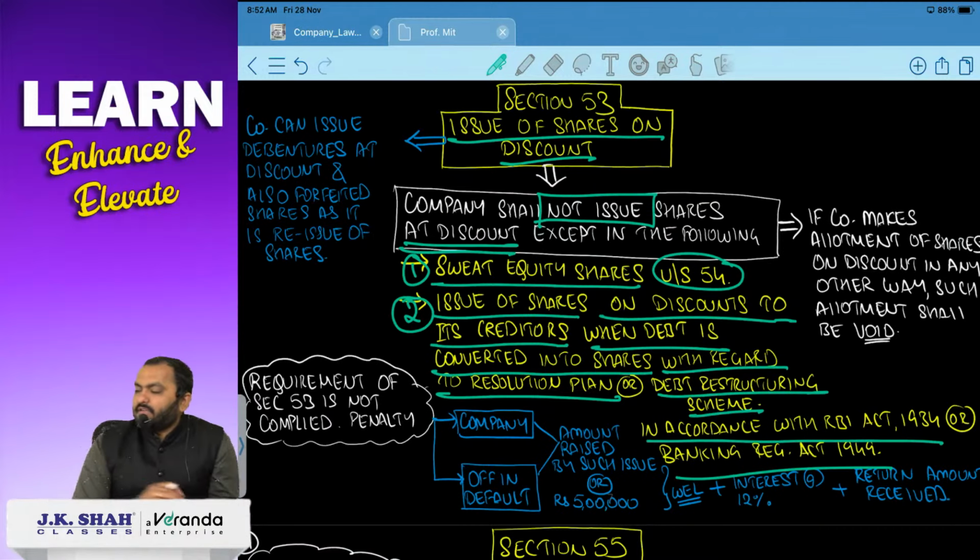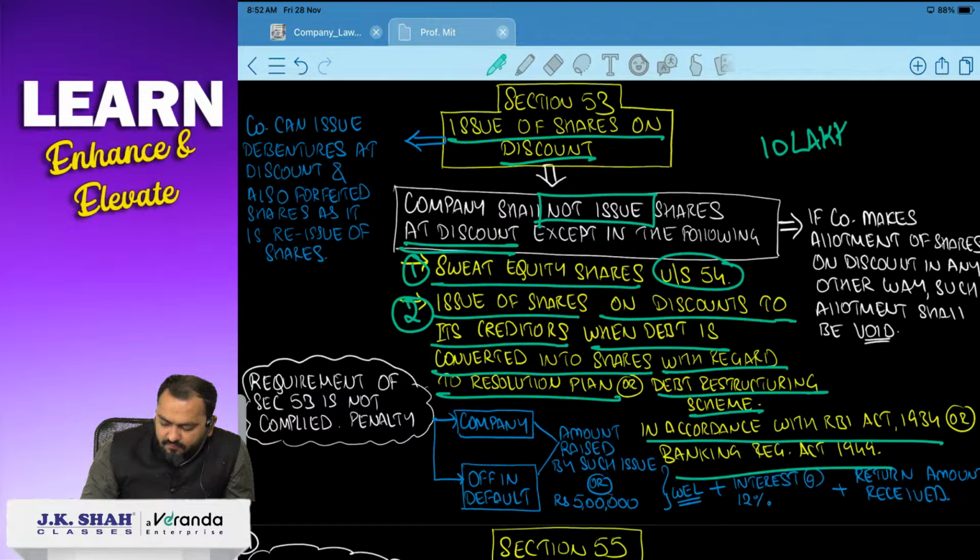Yes, what did the company do? The company issued shares to the creditors. Understood? But we are talking about issue of shares at discount. Sir, what is the practicality? Understand, I'll explain why this is allowed at discount. Suppose the company wants to pay you 10 lakh rupees.